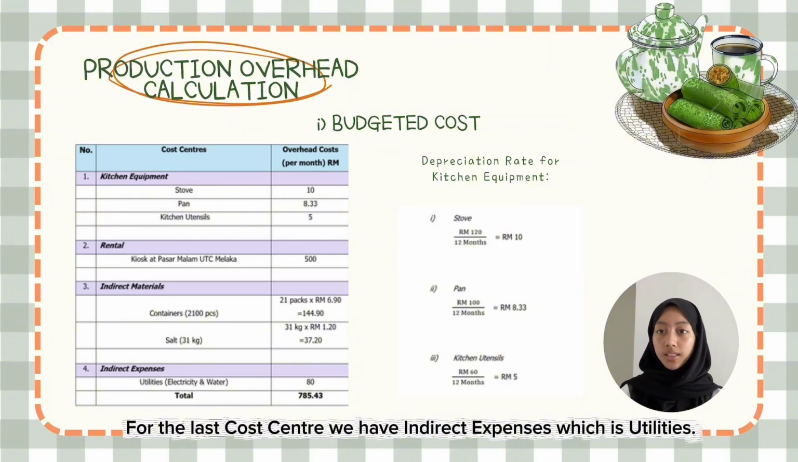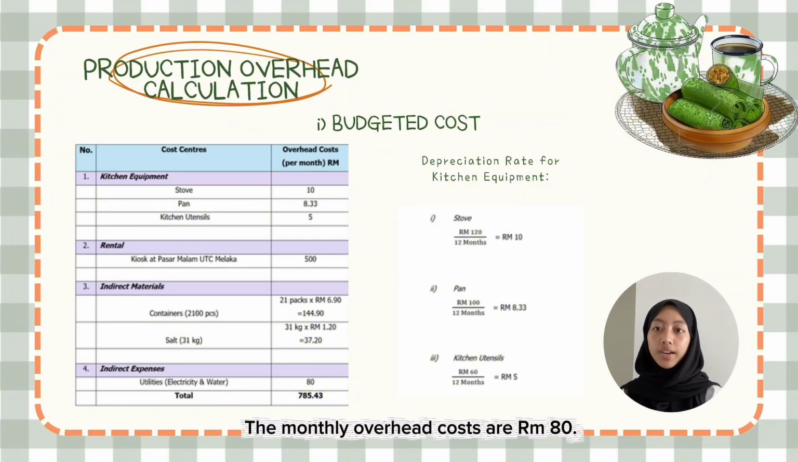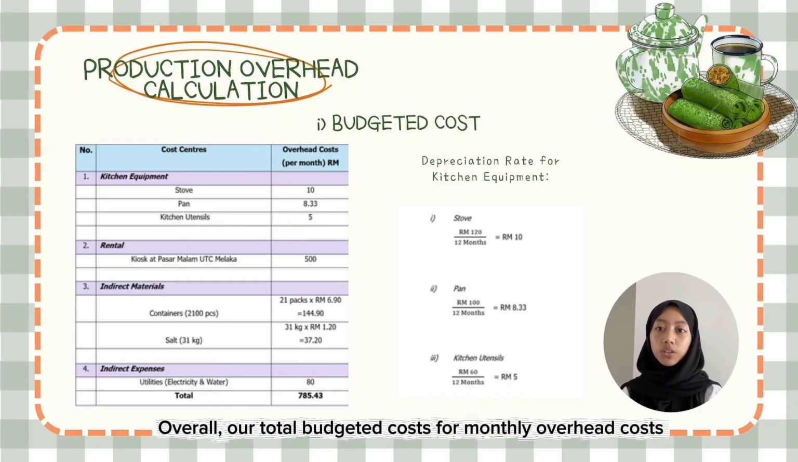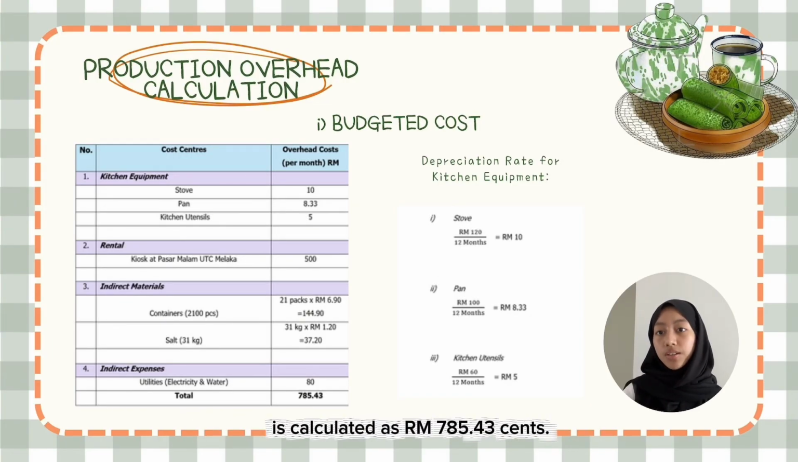For the last cost center, we have indirect expenses, which is utilities. The monthly overhead costs are RM80. Overall, our total budgeted cost for monthly overhead cost is calculated as RM785.43.